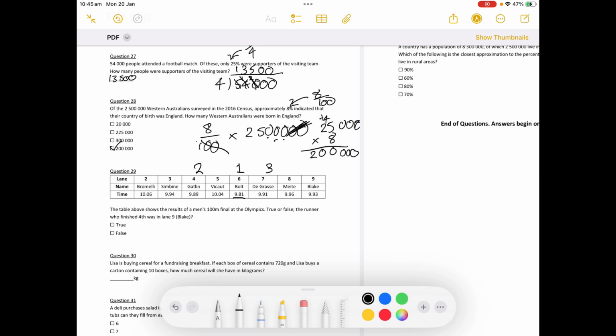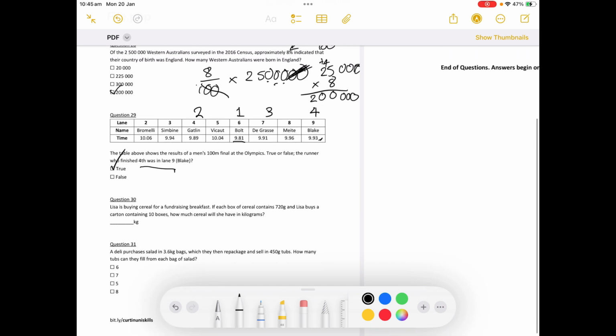Right, what's smaller next? Lane 9 is the next smallest. So this person came 4th. So true or false, the runner who finished 4th was in lane 9, Blake. Yeah, that's true. Tick. Right, question 30.